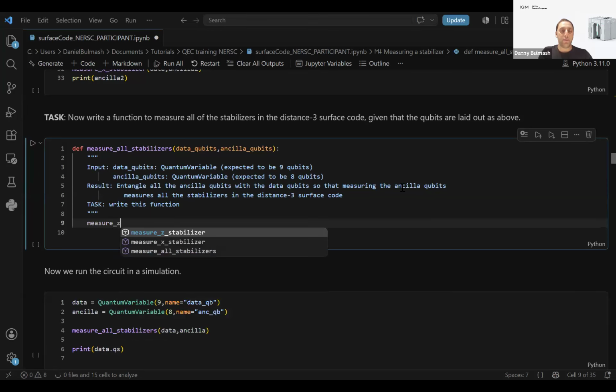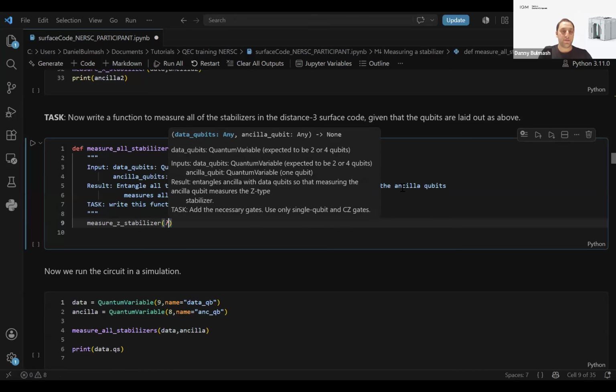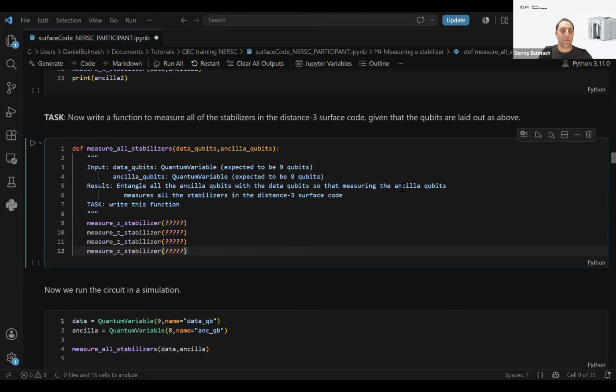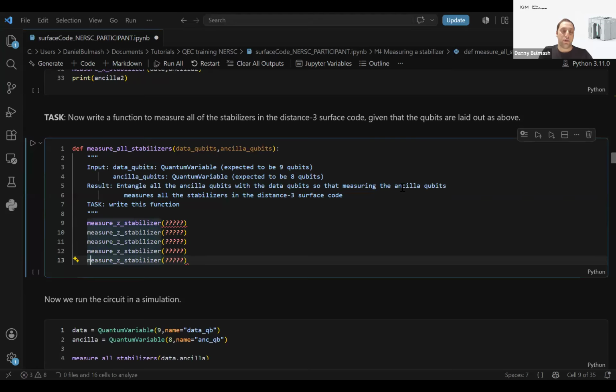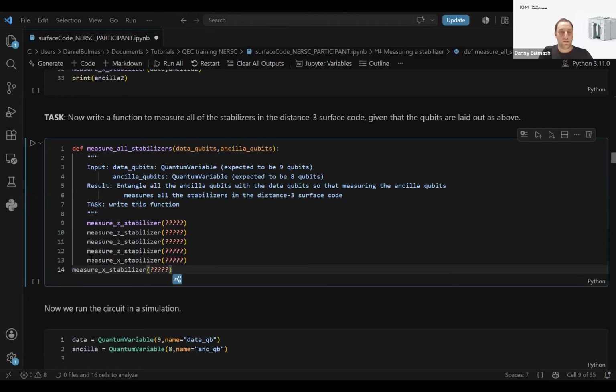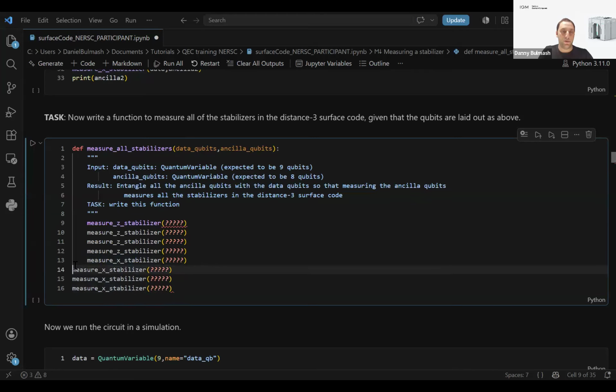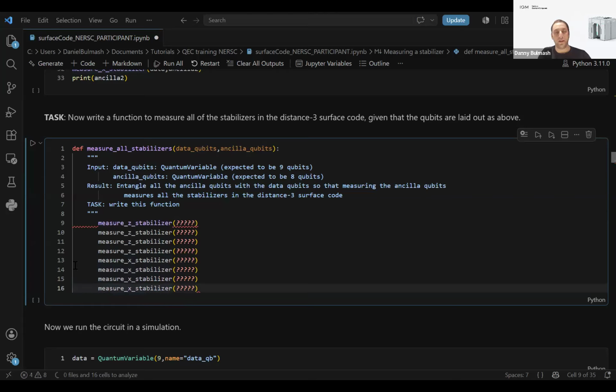So this thing down here had better involve measuring. We're going to measure a Z stabilizer with some stuff, which we'll fill in in a second. But there are going to be 4 Z stabilizers. Indentations are hard sometimes. There are going to be 4 Z stabilizers and 4 X stabilizers. And we just have to figure out what we want to put in each of these function calls. Oh my goodness, the spacing is atrocious. Let's just do it this way. Code's being a little funny.